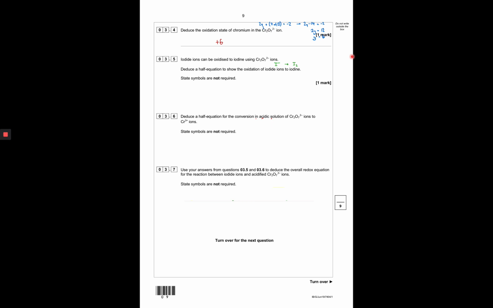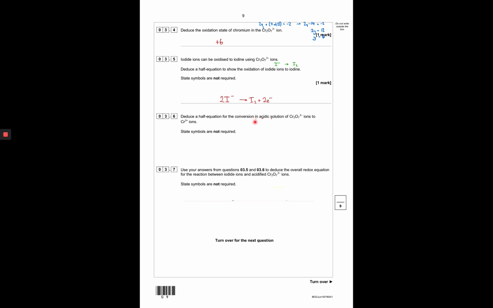Then it asked us to deduce a half equation to show the oxidation of iodide ions to iodine, and really, honestly, there is no excuse now to not remember that iodine has the formula I2. So you're going from I minus to I2, so we have to balance that both in terms of number of iodine atoms and also in terms of charge. So there we go. And then it asked us to deduce the half equation for the conversion in acidic solution of dichromate ion to chromium 3+ ions.